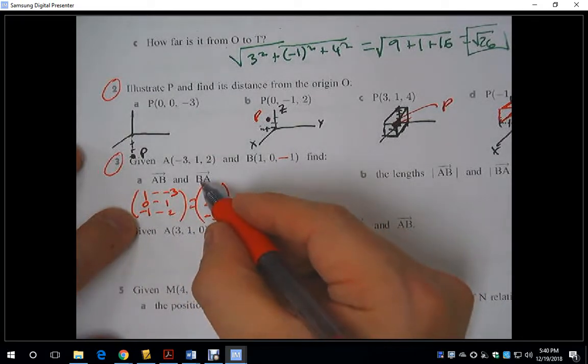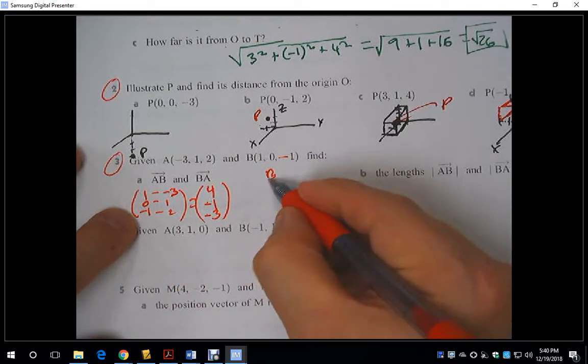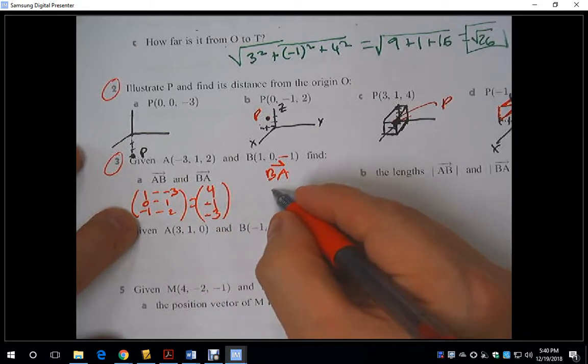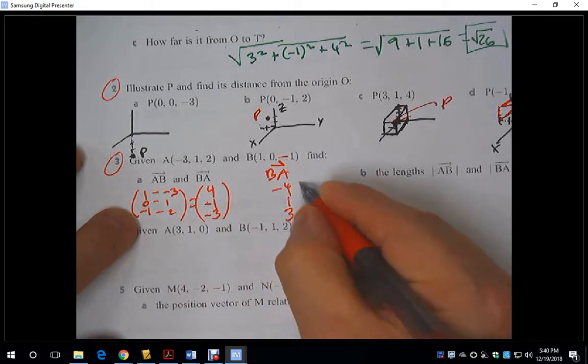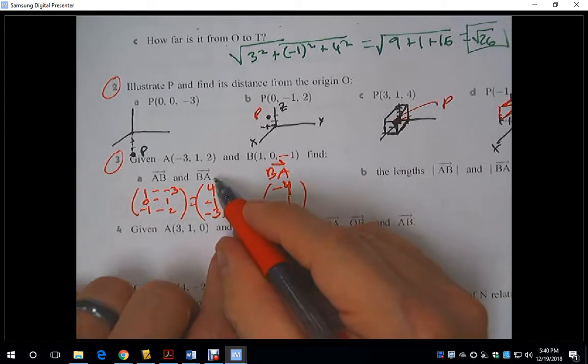Well, what's vector BA? Well, we're just going in the opposite direction. So for BA, that's just going to be the negative of this vector. So that becomes -4, 1, and 3. So there, this is our other vector going in the opposite direction.